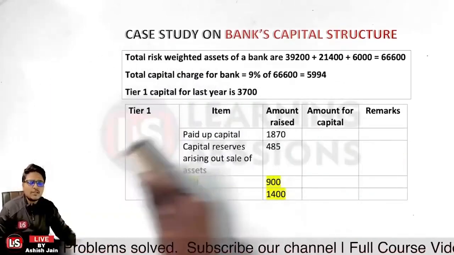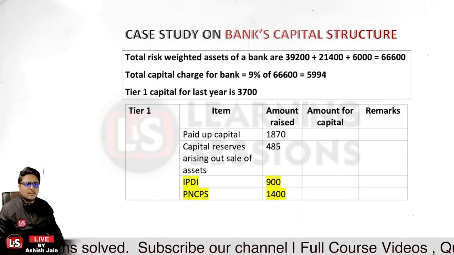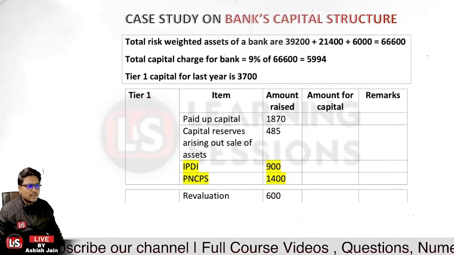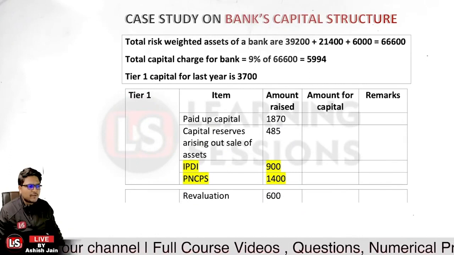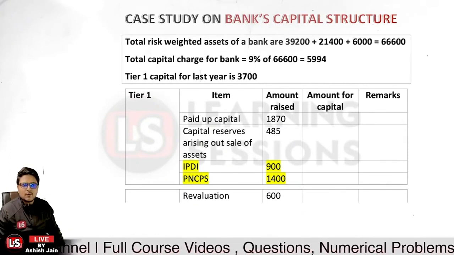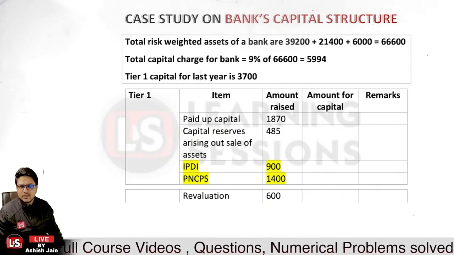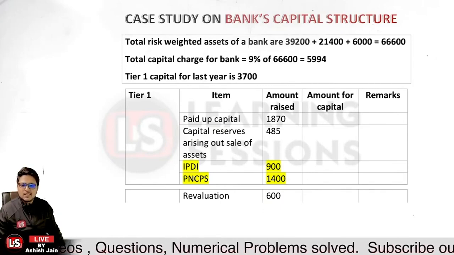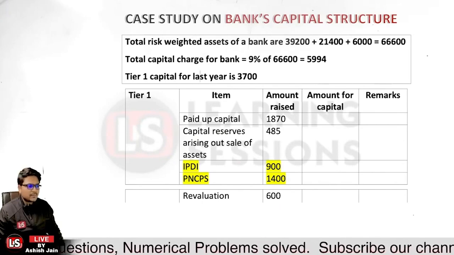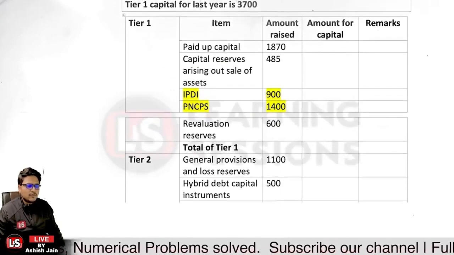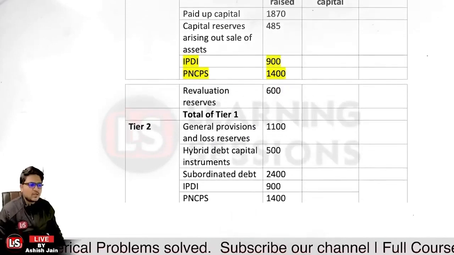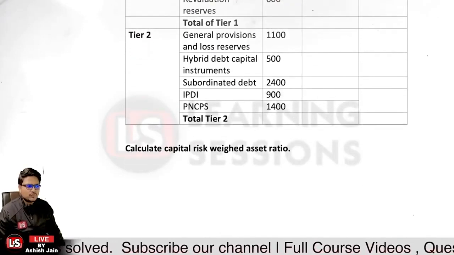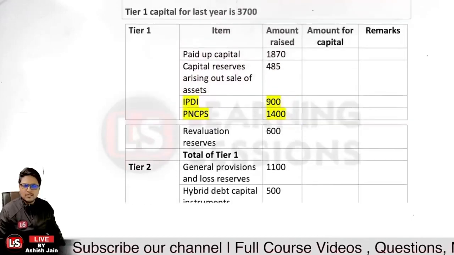So it says total risk weight assets of a bank are given to be 66,600. Further, the total capital charge for the bank is given to be 9% of 66,600, that is 5,994. Tier 1 capital for last year is given to be 3,700. And further, we have to look into the different items of the tier 1 and tier 2 capital, and we need to calculate the capital risk weight asset ratio.